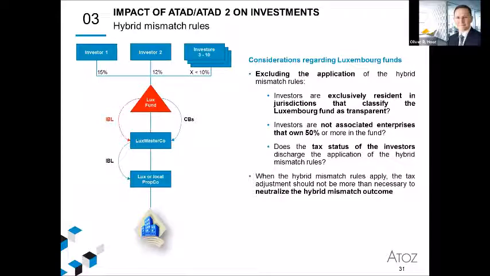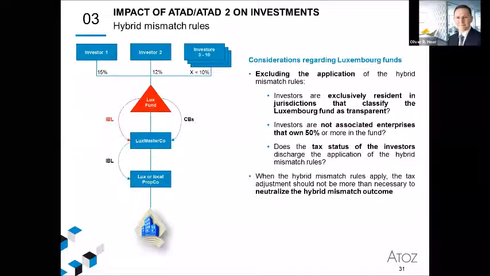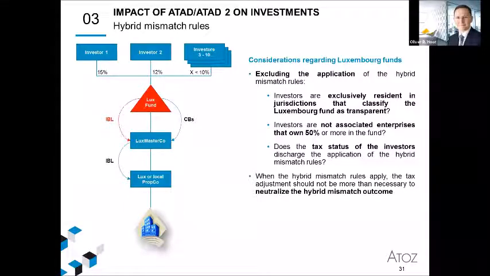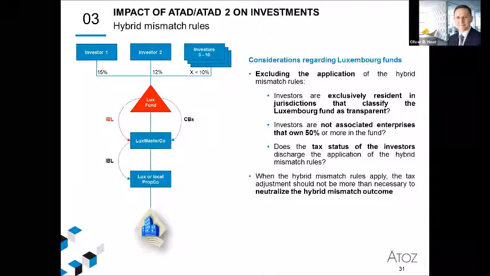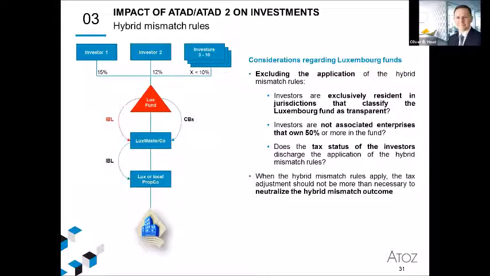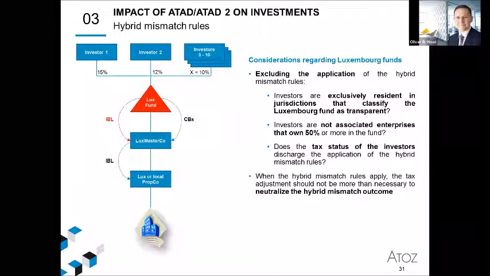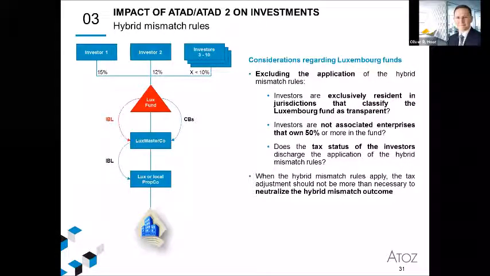Another question is, can we exclude that we have 50% or more associated enterprises investing in the fund? So that could be, for example, if you know that in the last 3 funds we always had different investors from different groups ranging between 5 and 10%, and there's a high probability that in a new fund that would be the same again, one might also exclude the application of the hybrid mismatch rules on that basis.